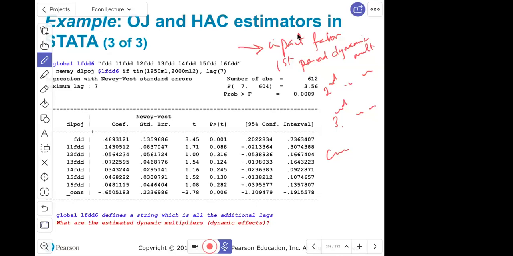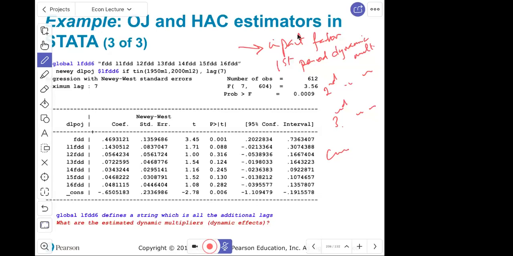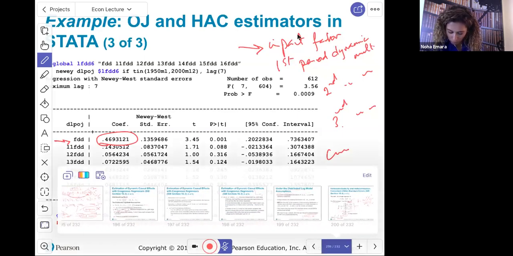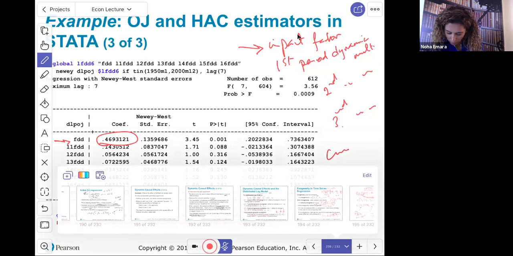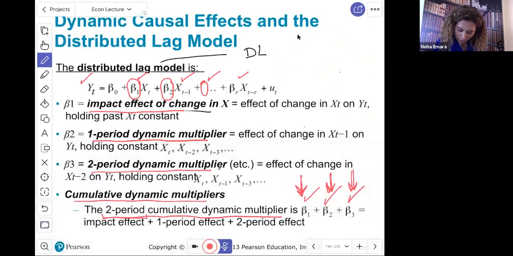Is it the coefficient of FDD, 0.469? Exactly. Perfect. So the impact factor is definitely... Where do you get that from? So it's right here. Okay? The impact factor is the effect of today, which is FDD, right? It's just a notation. Let me go back to the slide I was talking about. So the slide, we had this one. See? The impact effect or the impact factor is the beta one, the coefficient attached to the X of today.